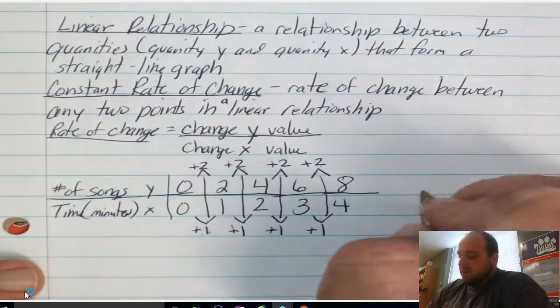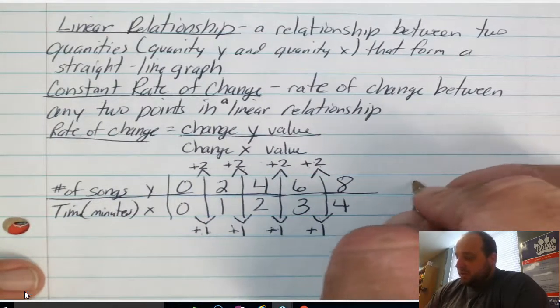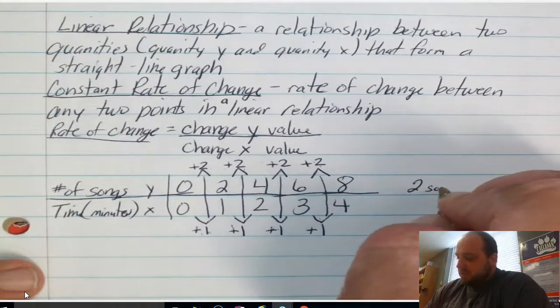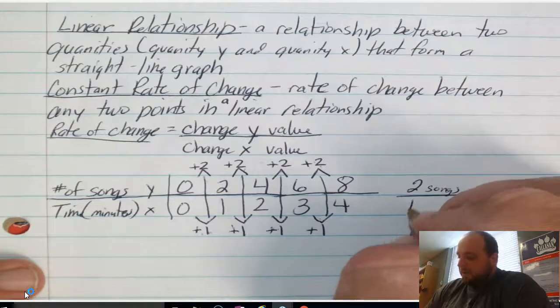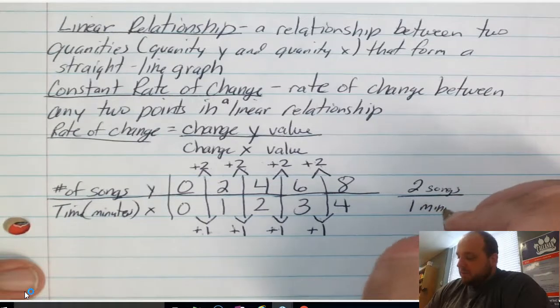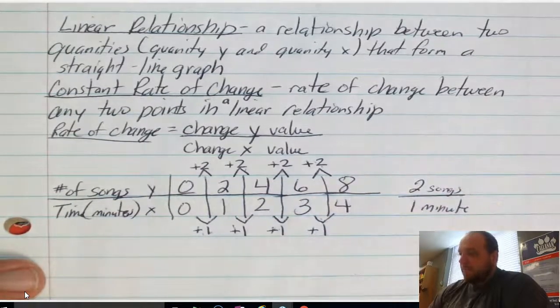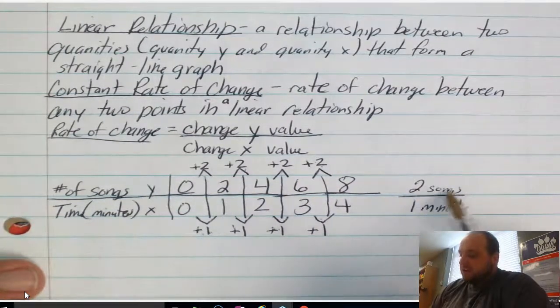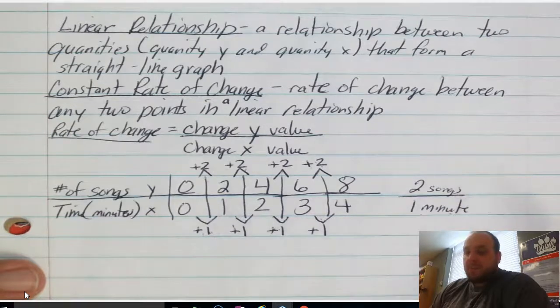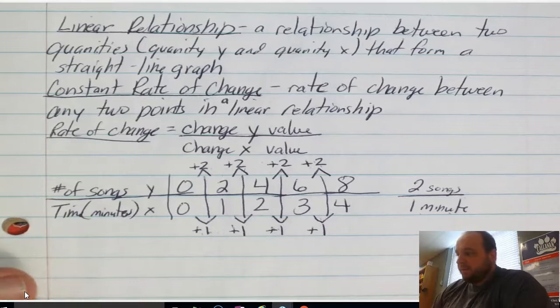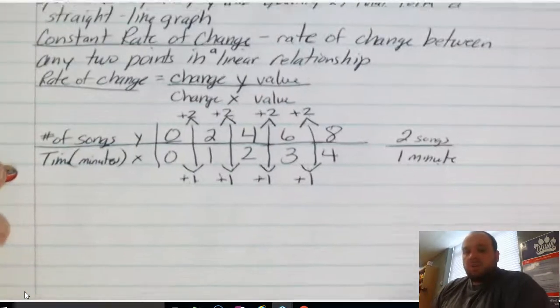So the rate of change for this one would be 2 songs for every 1 minute, or per minute. Okay, so the rate of change is 2 songs for every minute, or every 1 minute, or per minute, however you want to say. Okay, let's go ahead and look at another table.